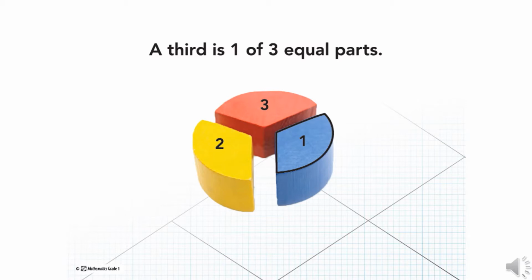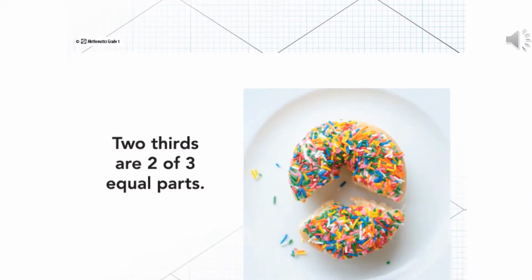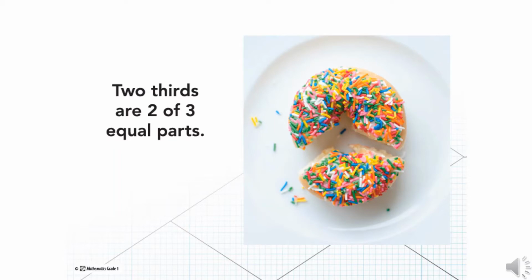Then we learn that a third is one of 3 equal parts. So here we have 1, 2, 3 equal parts. One of them is 1/3. And we've learned that 2/3 are 2 of 3 equal parts. So if we divided this section of the donut, the larger section, in half, then we would have 3 equal parts, and the larger section would be 2 of the 3 equal parts.